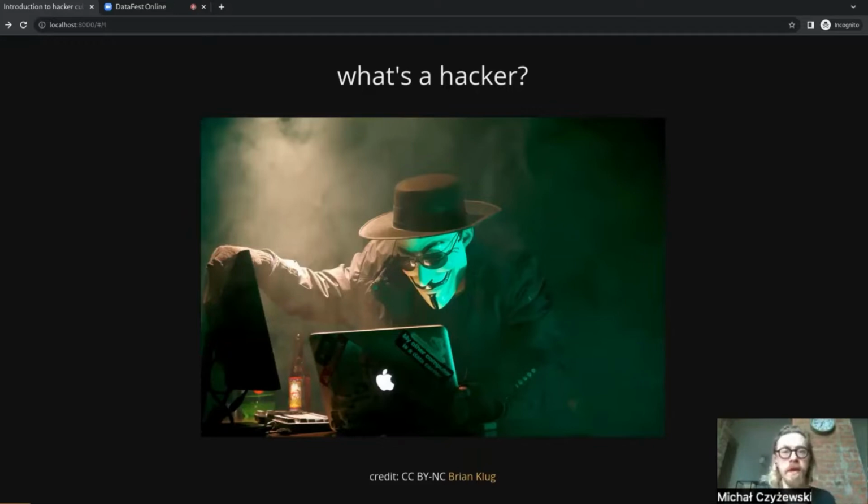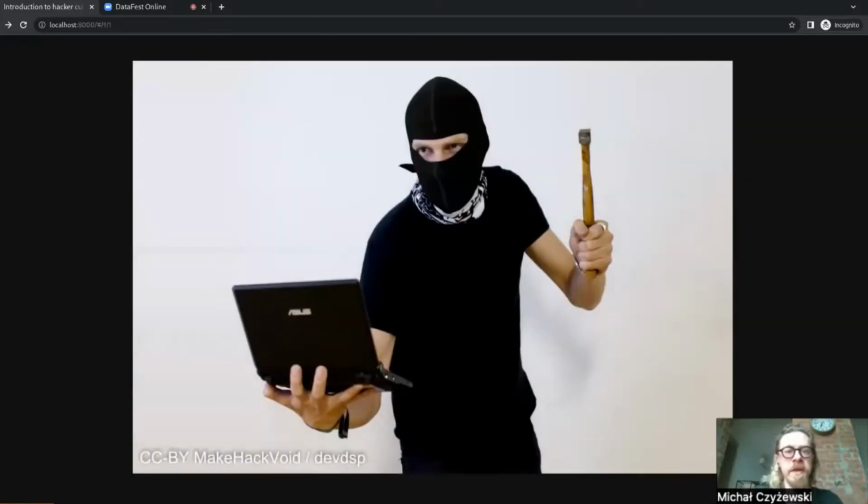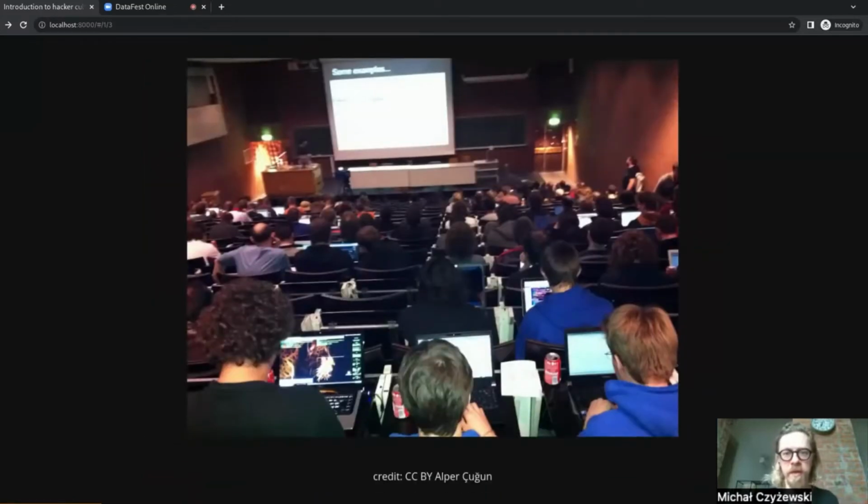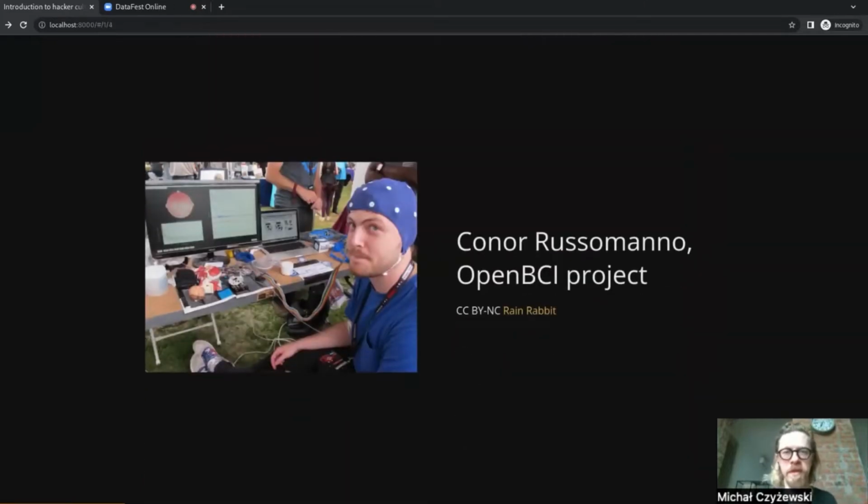Quick moment to define what a hacker is. A very common image that pops into our heads is just this. In fact, hackers mostly look like this. This is a pretty fair description. When they congregate, they look a little bit like this. I'm going by examples. I'm going to talk about the definition a little bit in a moment.